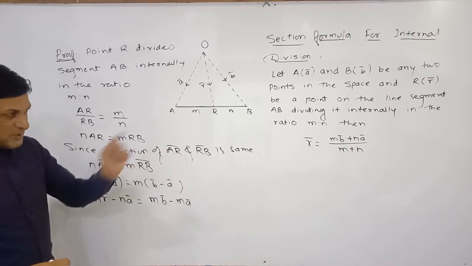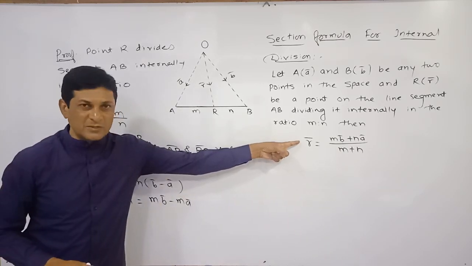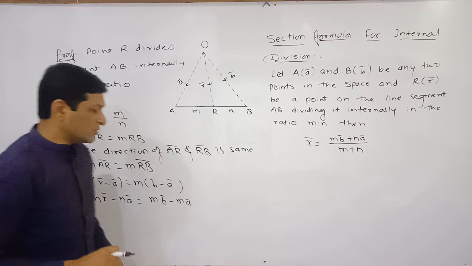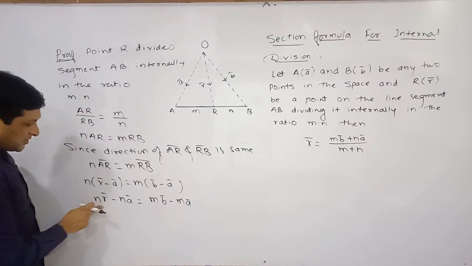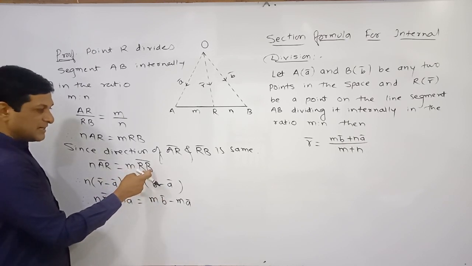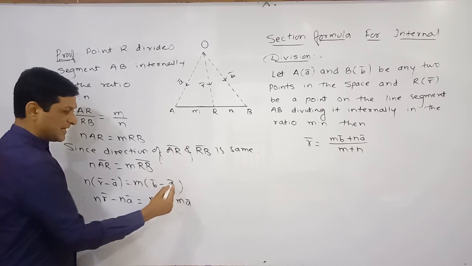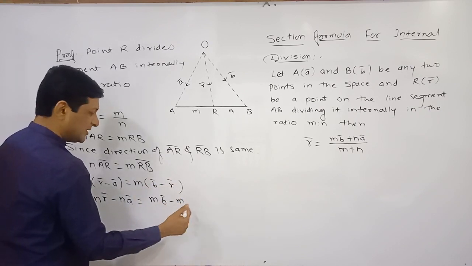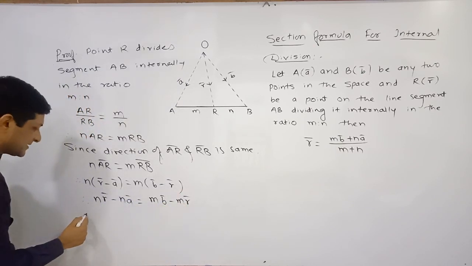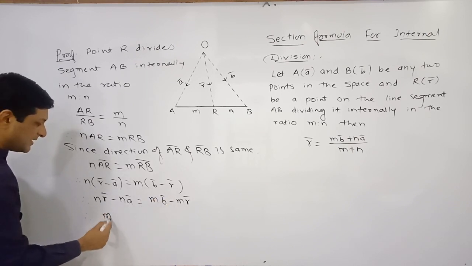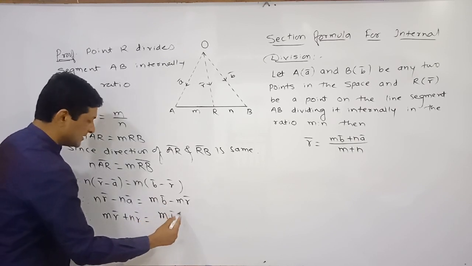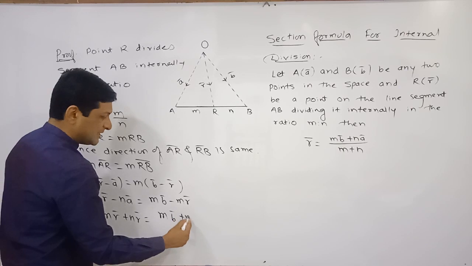Now if you observe the required result, on one side we will require the terms of R bar, and on the other side we will require the terms of A bar and B bar. So collect the terms of R bar on one side. This minus term on this side will become plus. Minus mR bar on this side will become plus mR bar. Keep this plus mR bar as it is. On this side, mB bar keep it as it is. This minus nA bar on this side will become plus nA bar.